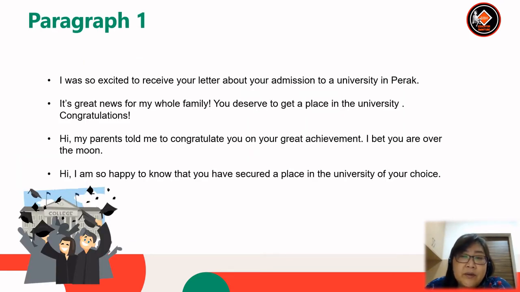Now let's look at paragraph 1. There are a few examples here. So remember that paragraph 1 is the introduction. So there are 4 examples. I was so excited to receive your letter about your admission to a university in Perak.